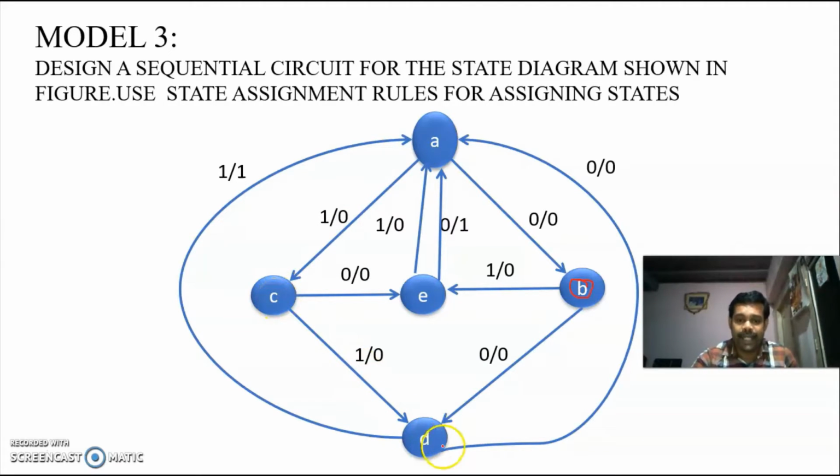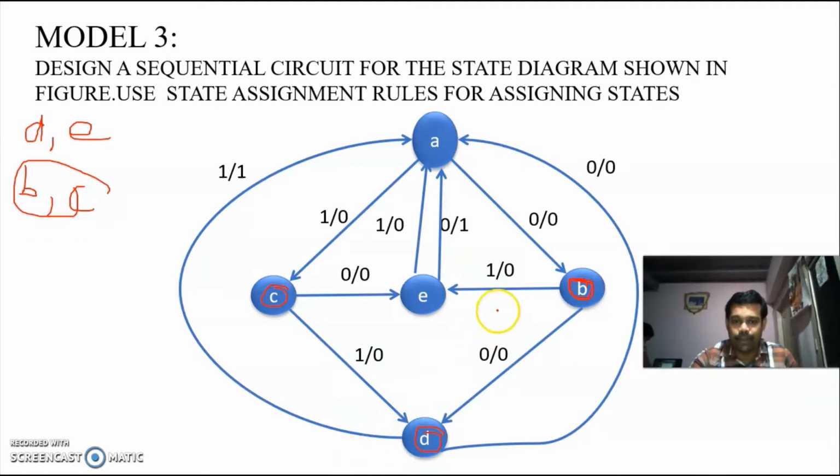Now you come to D. D is receiving input from C and B. In other words, by the rule, the states B and C have D as the next state. So B and C should be placed in the nearer cells of the K map. So while considering A, D and E should be placed in the nearer cells. When considering D, C and B should be placed in the nearer cells of the K map.